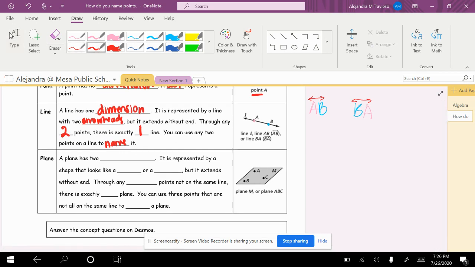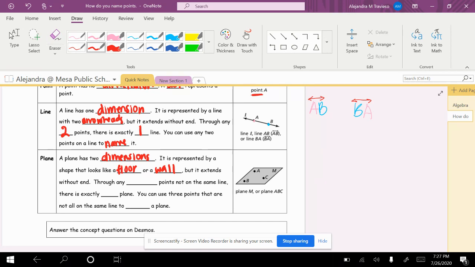Awesome. So a plane has 2 dimensions. It is represented by a shape that looks like a floor or a wall, but it extends without end. So here we don't have any arrowheads to indicate that it's going on forever, but we know as the smart math people that we are that this is going to go on forever and ever. So it's going to go this direction, that direction, forever. It's never going to end. Think of the biggest wall ever, like the Great Wall of China, how it goes on what seems like forever. Now multiplied by 50,000, that's how big this is, and even bigger, okay?